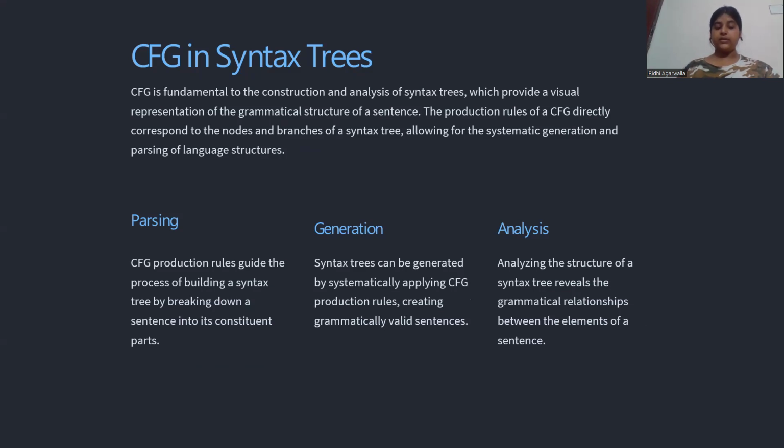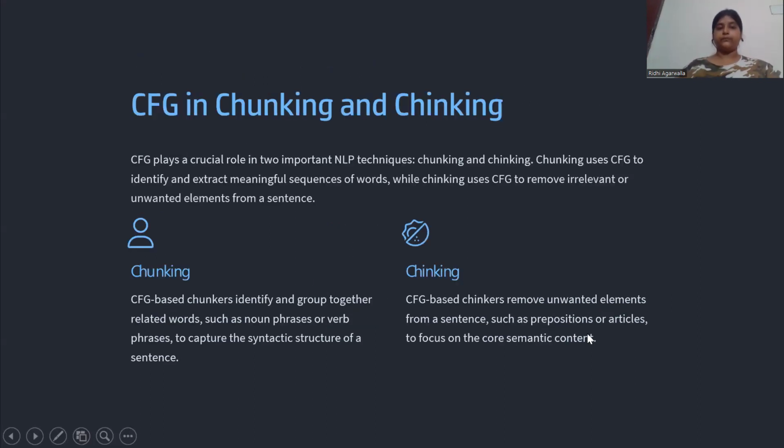of these words is how the syntax tree divides it, describing its noun, pronoun, subjects, verbs, phrases, and how they are sequenced. So it basically defines how the sentence has many words and how it can be defined. So it basically builds a syntax by breaking down the tree into its constituent parts, and then generation of grammatically valid sentences, and then it reveals the grammatical relationship between the elements and the sentences.